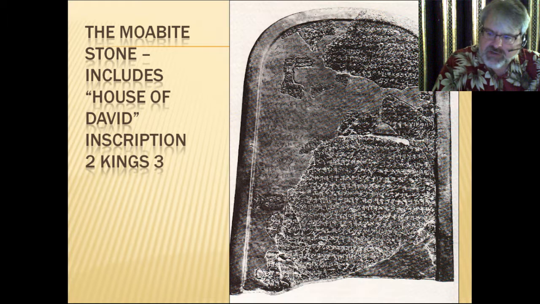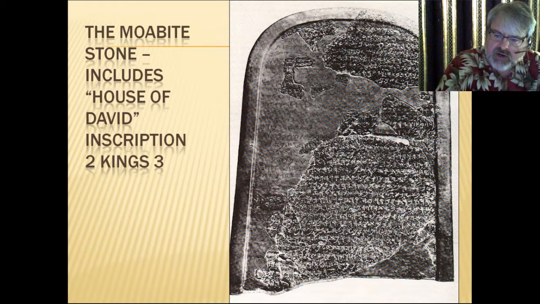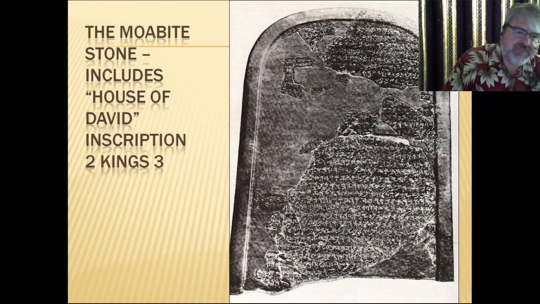Here is a picture of the Moabite stone. This is hard evidence that David and the sons that succeeded him were real people. This alludes to 2 Kings 3, but the Moabites describe how they conquered the people of Israel and the house of David, as it is described.